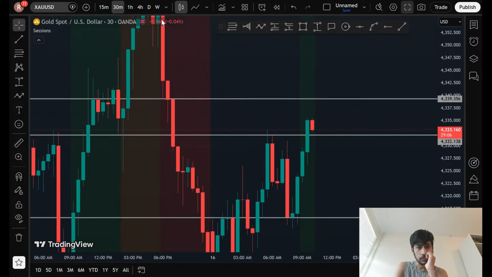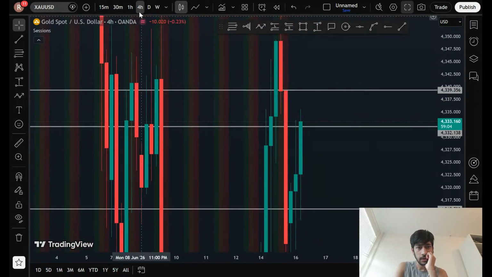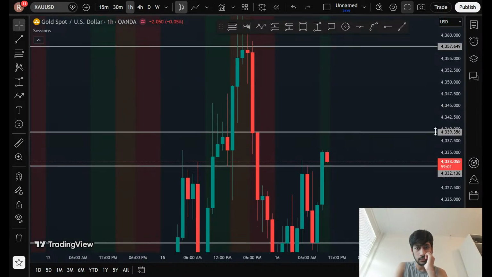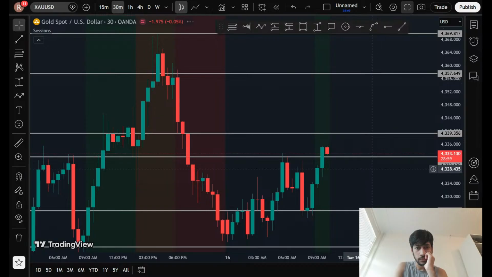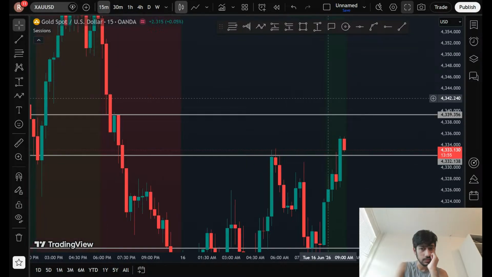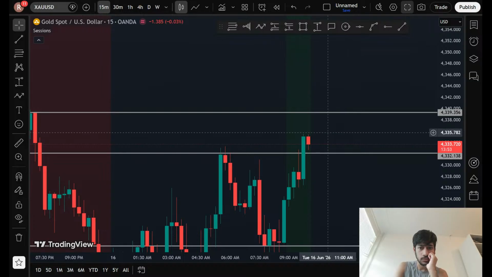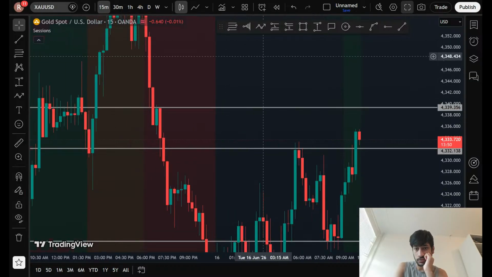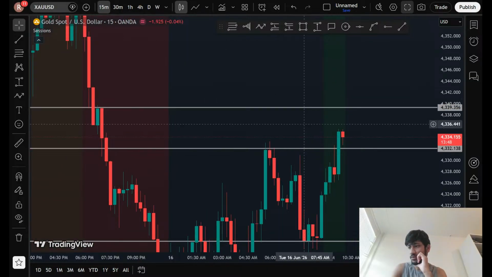Actually, from what I see on the 4 hour and hourly time frame, we have clean range, right? On 30 minute we have clean range. On 15 minute we have some obstacles, which means price has very high probability to just breach this area and go further. But if price reaches over this area, I'll be looking to cut my position off.